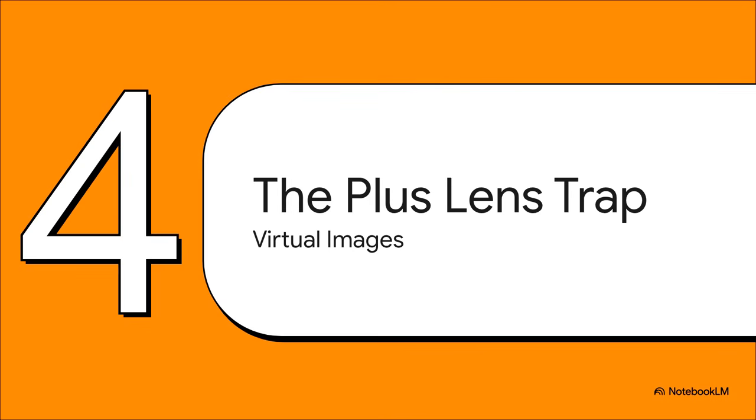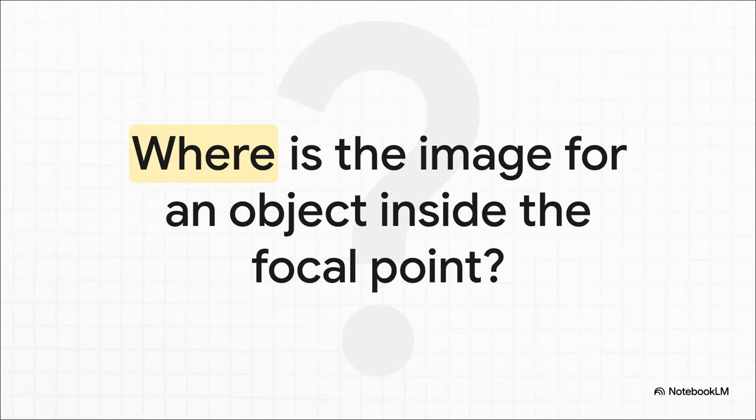Let's move on to Section 4, the plus lens trap. We're getting into some advanced clinical scenarios now. Let's test your clinical reasoning by placing a real object very close to a thin plus lens. This is a classic OCAP setup. Let's frame it as a realistic scenario. You're holding a plus lens very close to a patient's cornea. The object is pushed right up close to the lens, sitting completely inside the primary focal length.